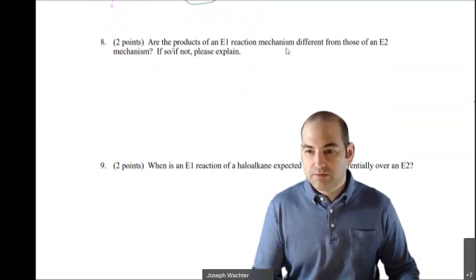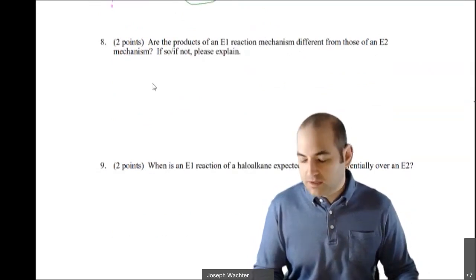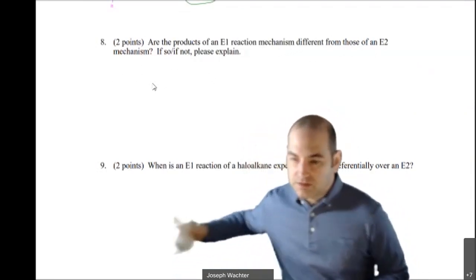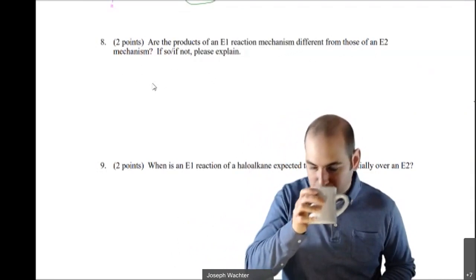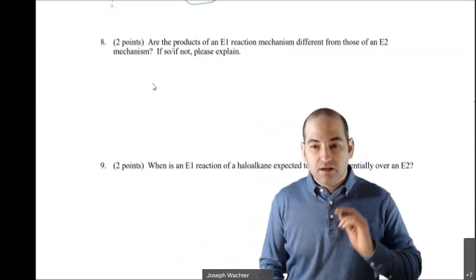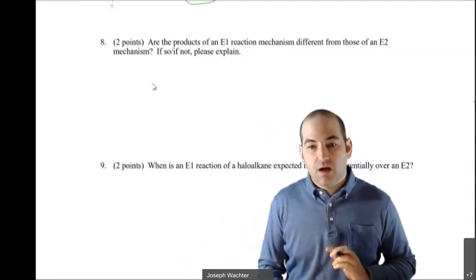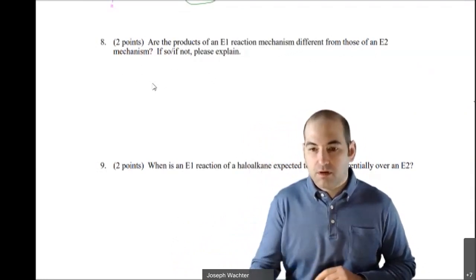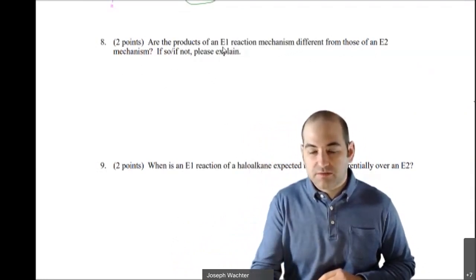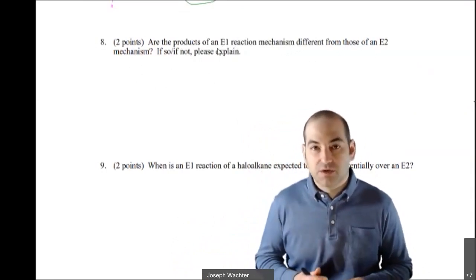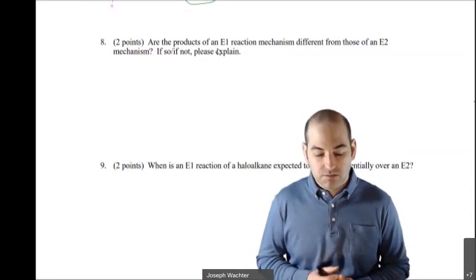Are the products of an E1 reaction mechanism different from those of an E2 reaction mechanism? So there's various levels of answers here. So what I would expect from you is that yes, the products can be different, mainly because E1 reactions form a carbocation, and therefore you can have the possibility of carbocation shifts, which can give you different regioisomers.